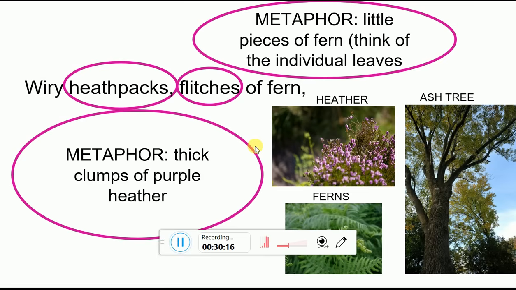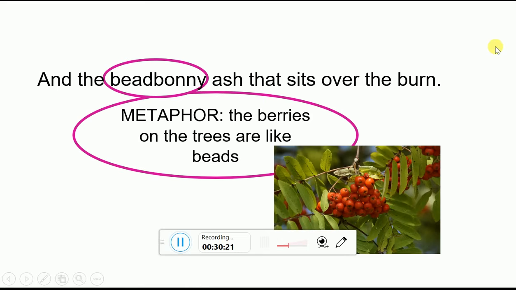And then furthermore, in the following line, we have, and the bit bony ash that sits over the barn. So the bit bony ash is a type of tree. This is the type of tree that the poet is speaking about. And then the bit bony, it means pretty by being beaded with berries. So it means it's decorated with what? Berries. So he's making us aware, or taking note of the plantation, if not vegetation, around the barn, if not around the stream.